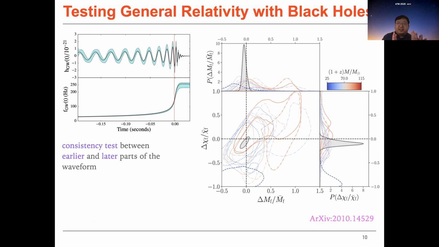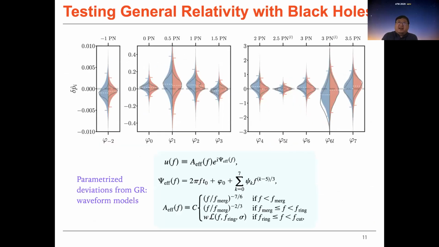I think the motivation behind this was that, if during the merger process there is missing energy or missing angular momentum due to some additional physics, you would see a difference between these two parts of the waveform. But we did not actually see inconsistency. So this is basically saying that within the statistical accuracy of our detectors, the early and the late part of the waveforms are consistent.